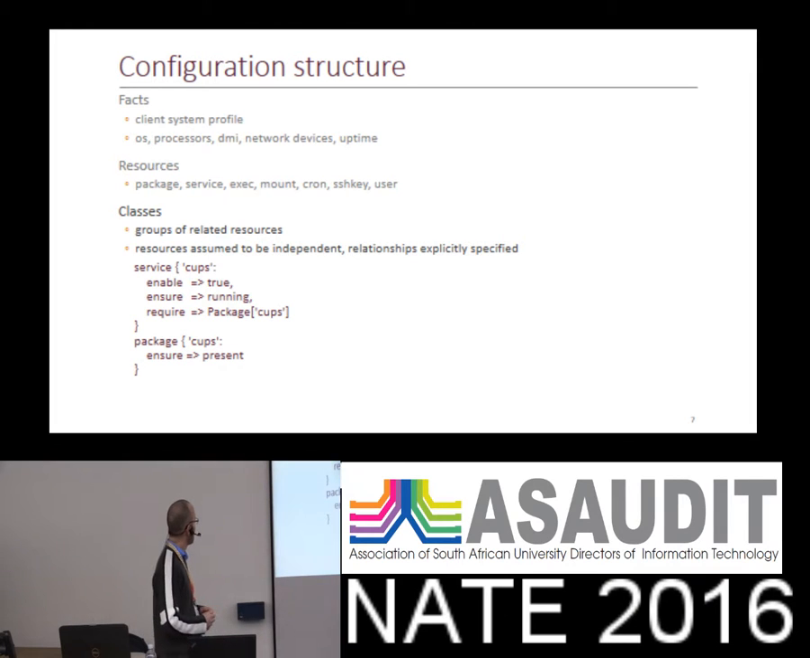Here you'll see that I have two resources that I have defined. I define that the package cups has to be installed, and I also define that the service cups must run and must be enabled, and it depends on the package cups already being there. So in this way, I have enforced a relationship between the two. Puppet now knows it first has to install the package, then it can go check whether the service is running or not. Otherwise, it might try to start the service, fail, and then install the package.